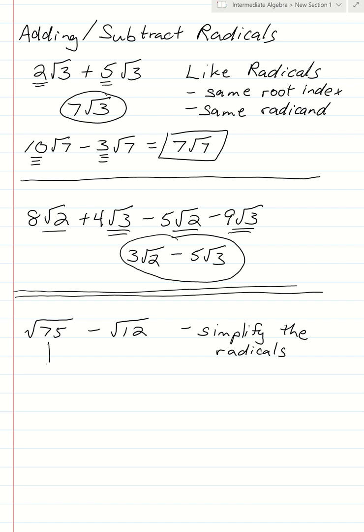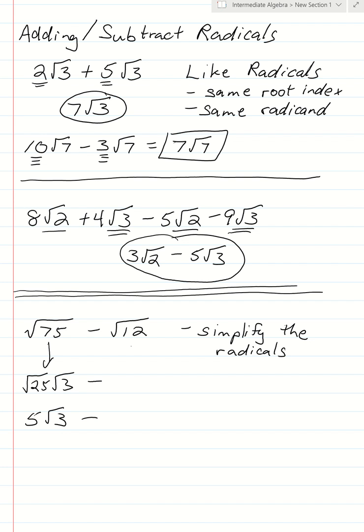So let's start with the square root of 75. The square root of 75, as we talked about in section 9.3, could be simplified. 75 is not a perfect square. But if we were to use the factors of the square root of 25 times the square root of 3, that would give us a 5 square root of 3. So 5 square root of 3 and the square root of 75 are the same radical. It's just that 5 square root of 3 has been simplified.